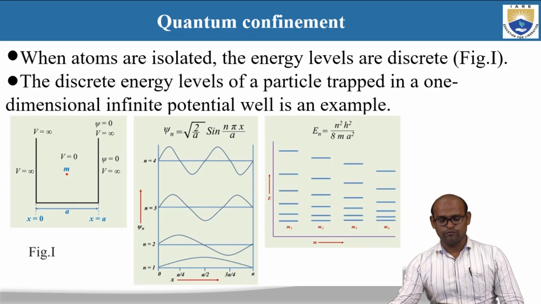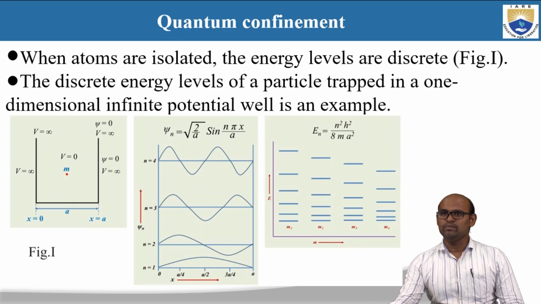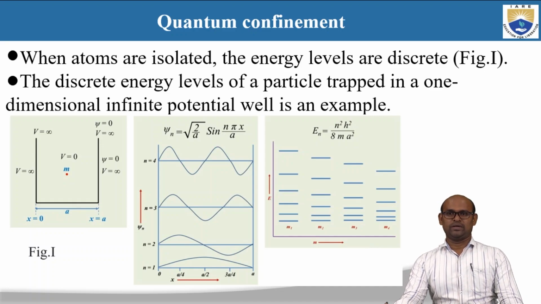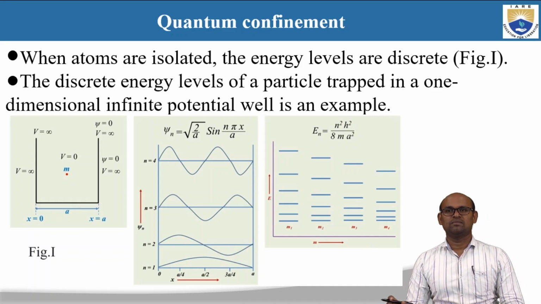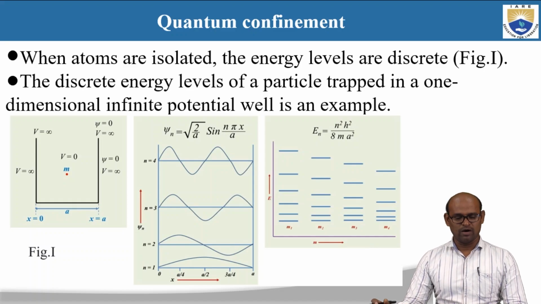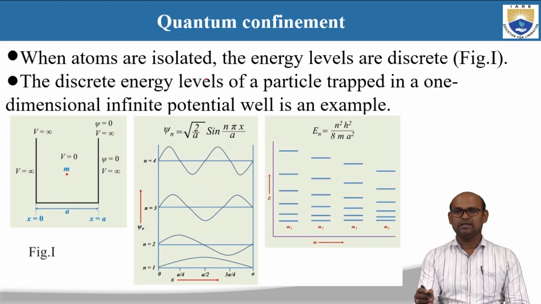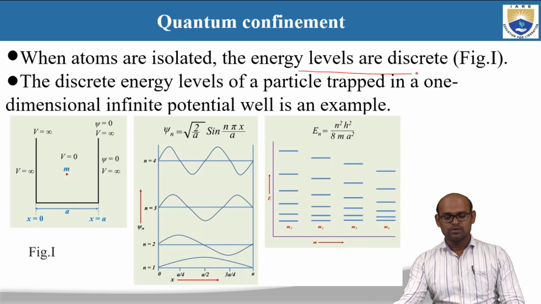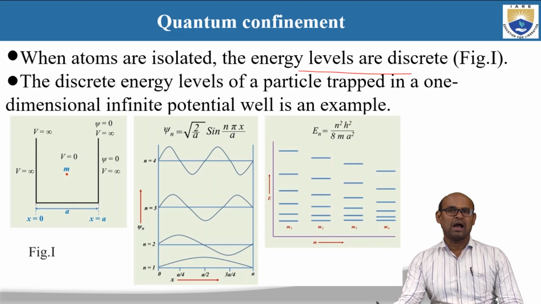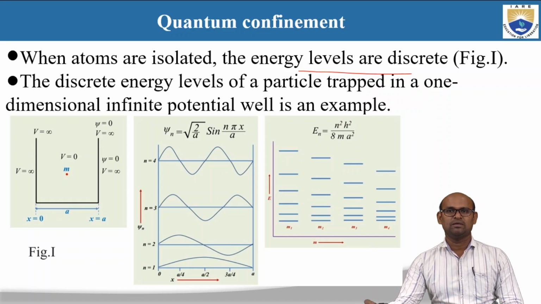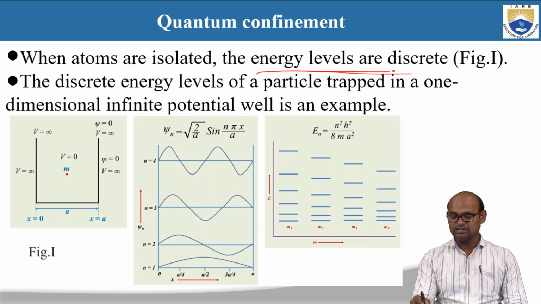So the second phenomenon which is very important in nanotechnology is quantum confinement. Okay. So what is this quantum confinement and how does it affect the properties of a nanomaterial? When atoms are isolated, the energy levels are discrete. We know that when an atom is isolated or trapped in a particular potential well, the energy levels are discrete.